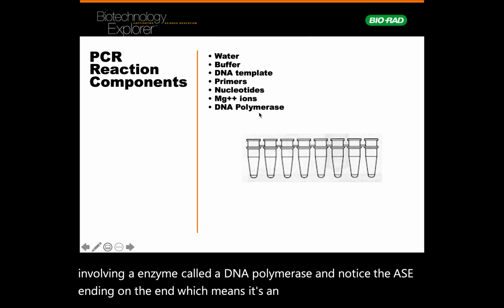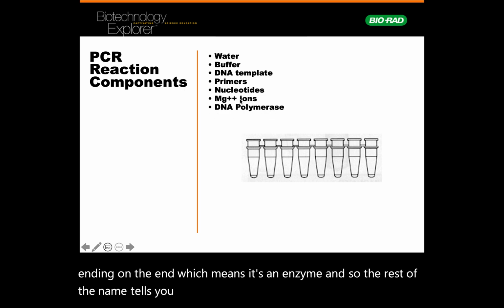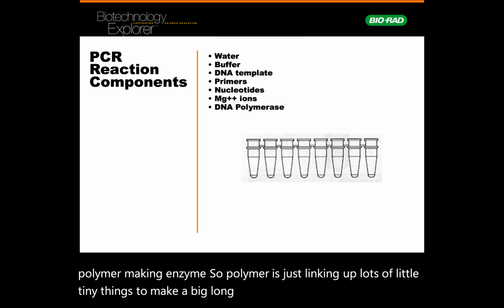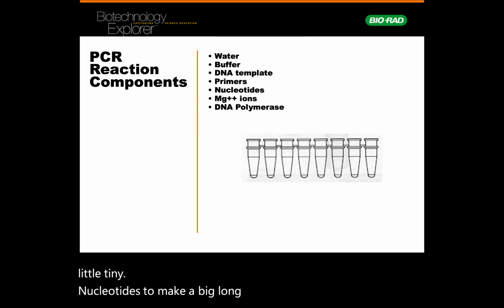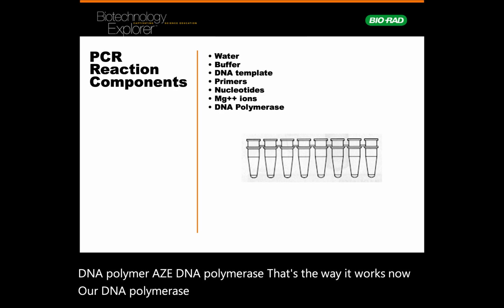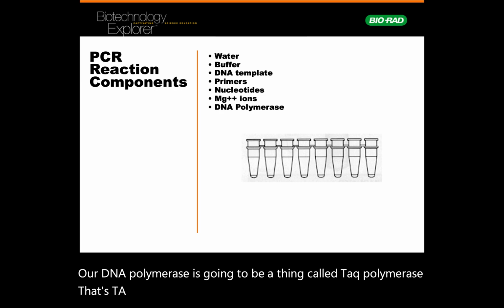And so the rest of the name tells you what kind of an enzyme it is, and so this is a polymer-making enzyme. So a polymer is just linking up lots of little tiny things to make a big long chain. In this case, we're linking up little tiny nucleotides to make a big long chain of DNA. And so they call it a DNA polymerase. That's the way it works. Now, our DNA polymerase is going to be a thing called Taq polymerase. That's TAQ.